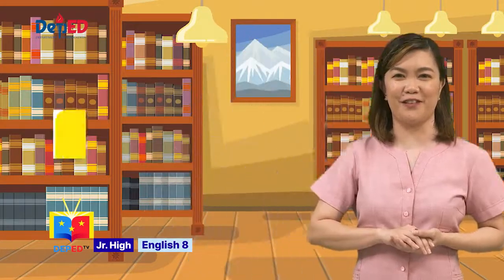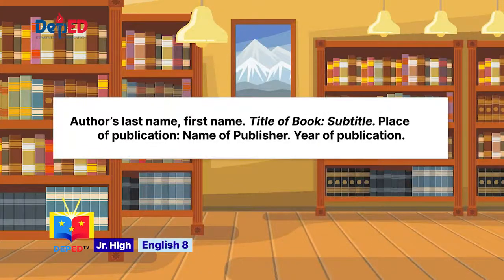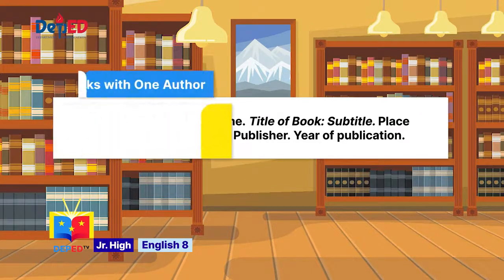This is the format in writing a book bibliography. First, write the author's last name, comma, and then the author's first name, period, title of book, colon, subtitle, period, place of publication, colon, name of publisher, period, year of publication, period. And here is an example of books with one author.